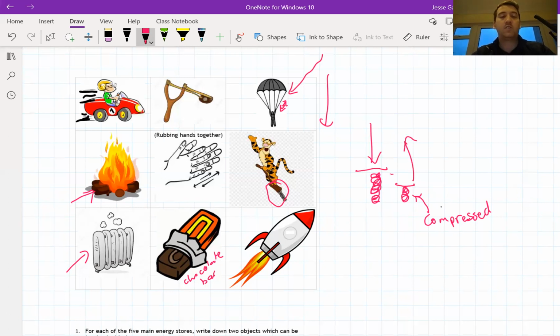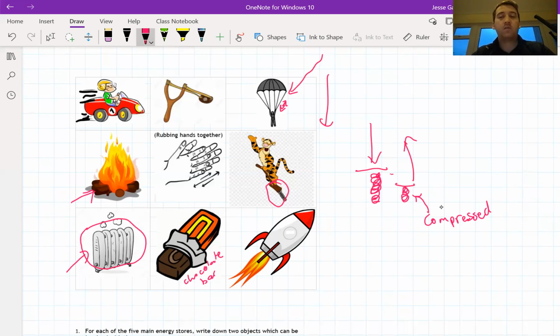So the main energy store that we're interested in here would be the thermal energy store. So the radiator gets hot. Let me say the thermal energy store. We add energy to the thermal energy store of the radiator when it gets hot.